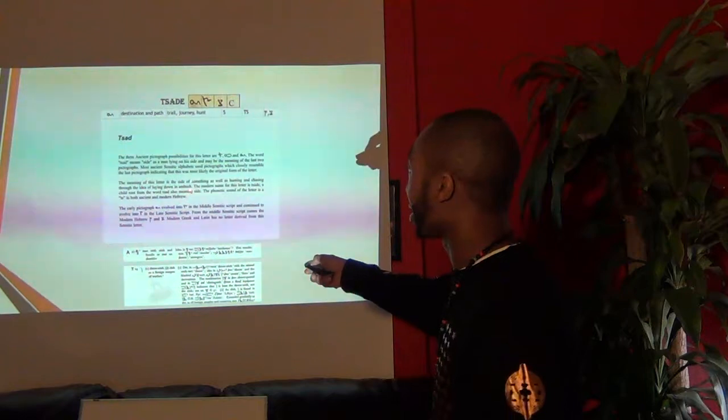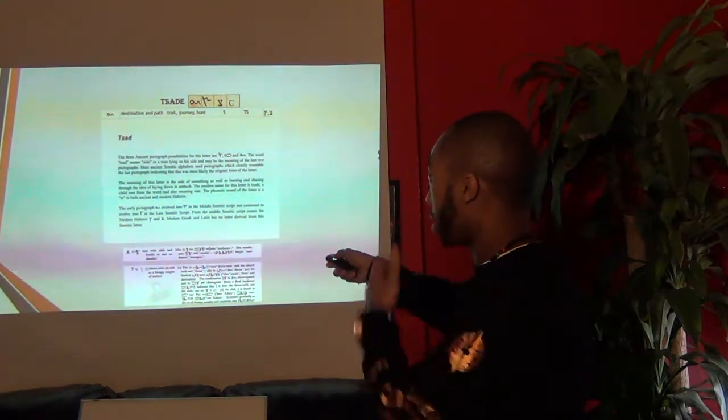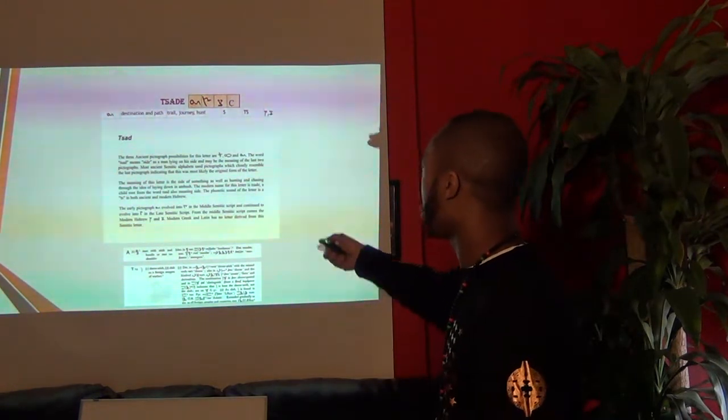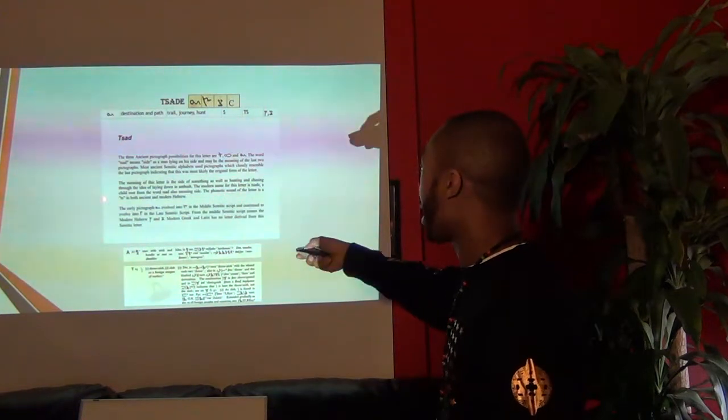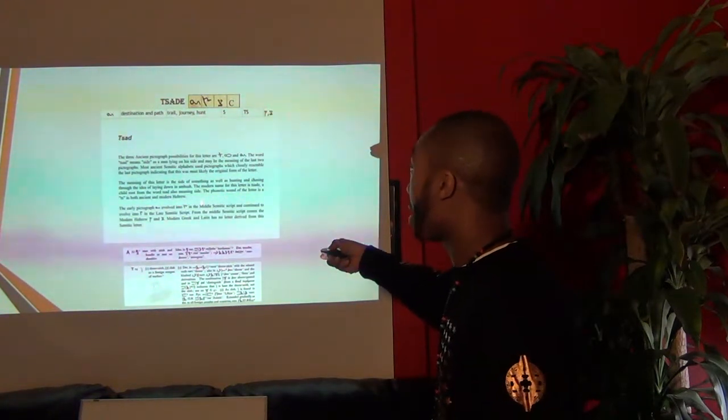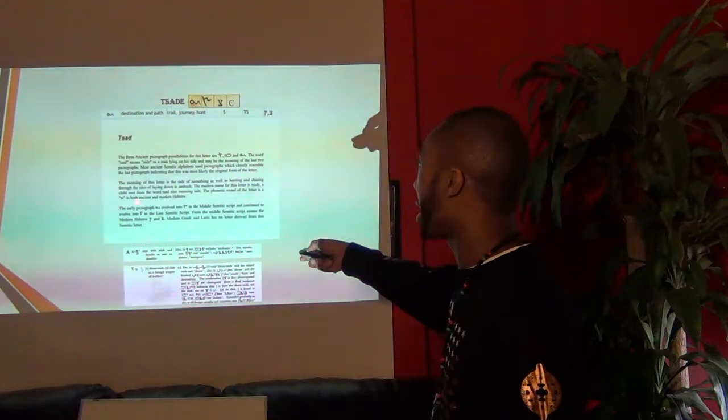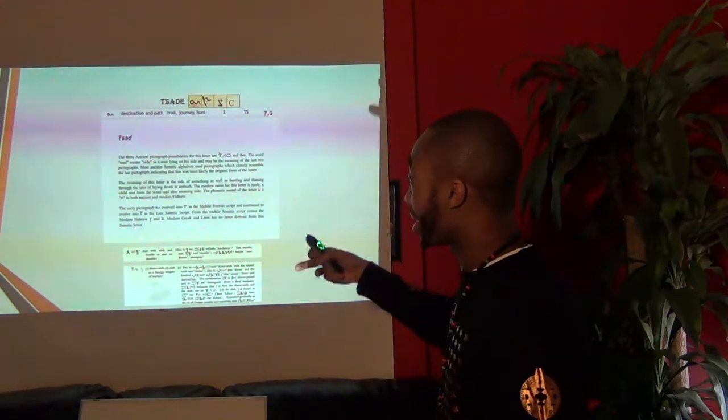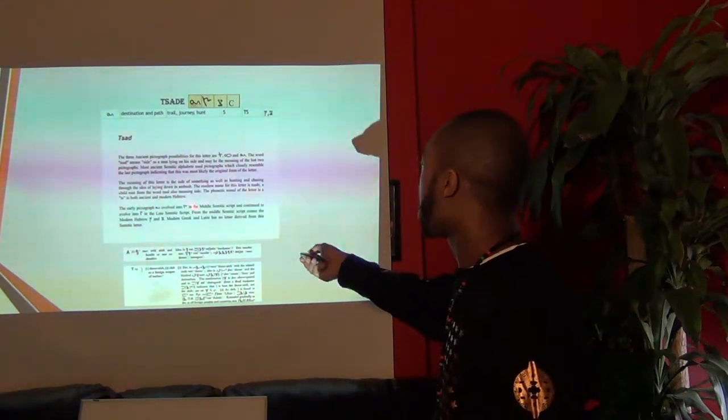The meaning of this letter is the side of something, as well as hunting and chasing through the idea of laying down an ambush. The modern name for this letter is Sade, a child root from the word sad, meaning side. The phonetic sound of the letter is a TS. Sometimes it can be silent. The T is mostly silent in both ancient and modern Hebrew.